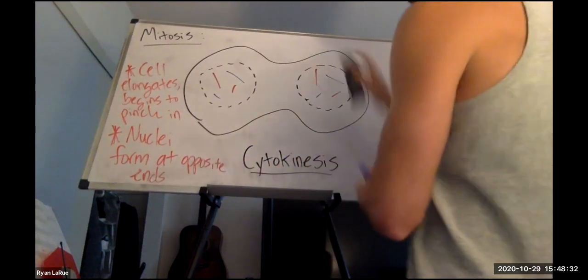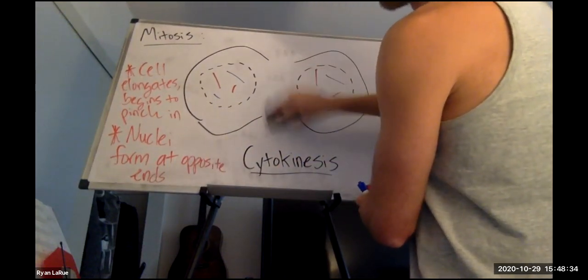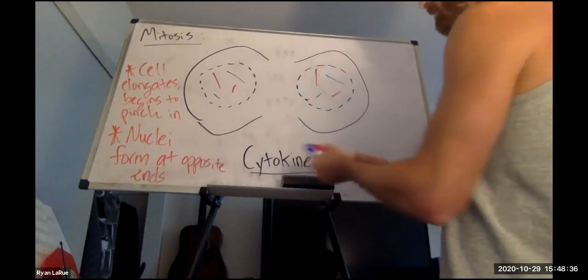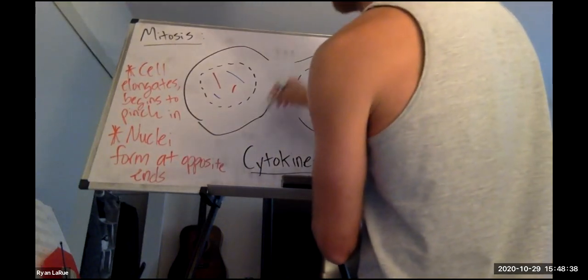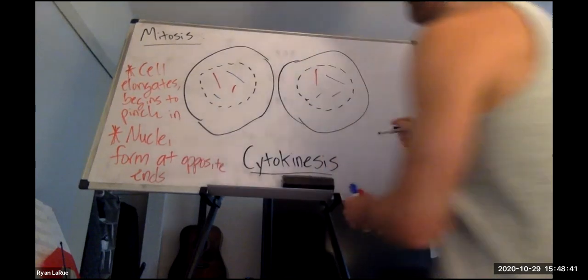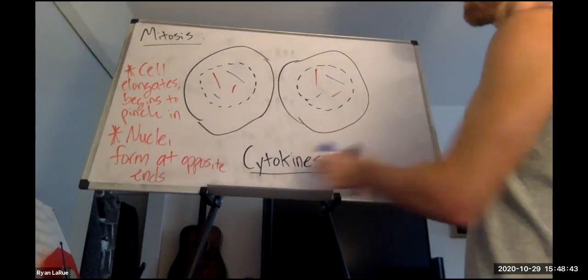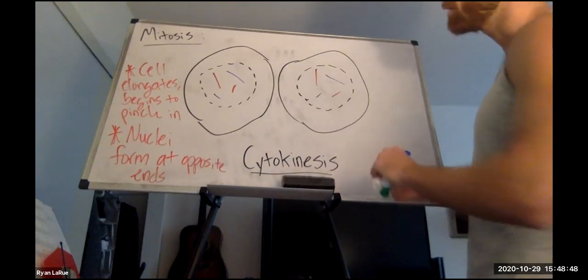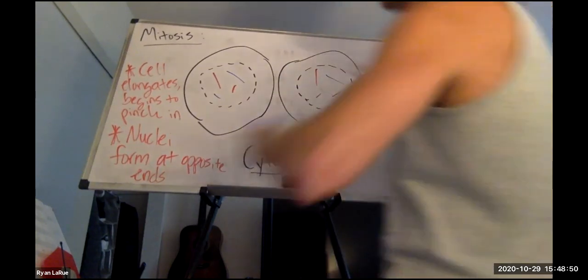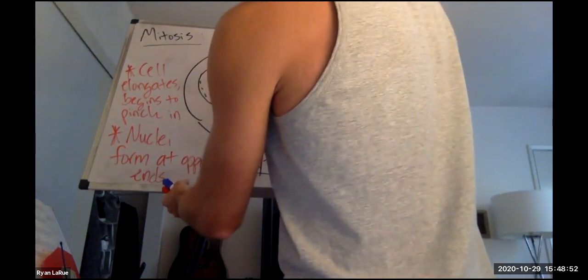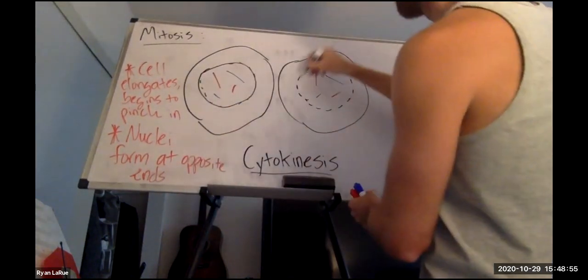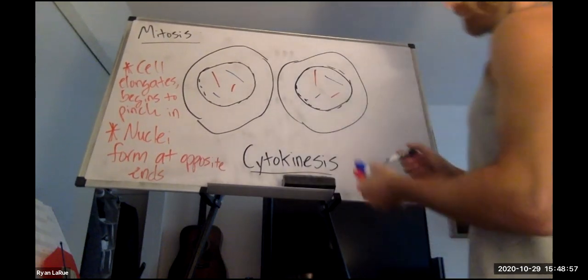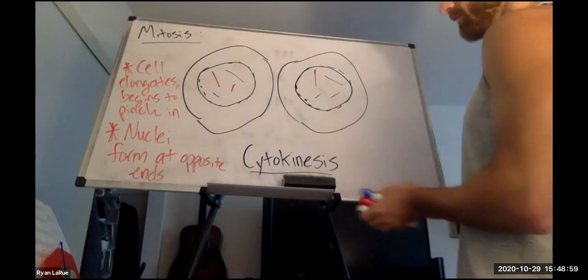So our cell has pinched into two brand new cells. And at this point, the two nuclei have fully formed their membranes. And we just did cell division. But for cytokinesis, I'm going to write the division of the cytoplasm.